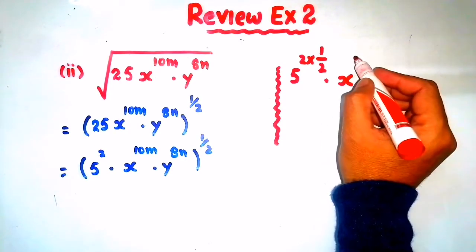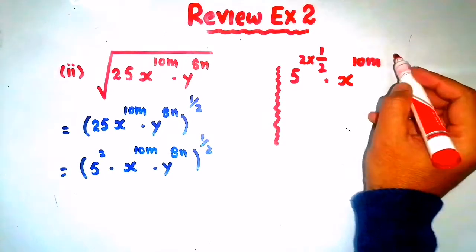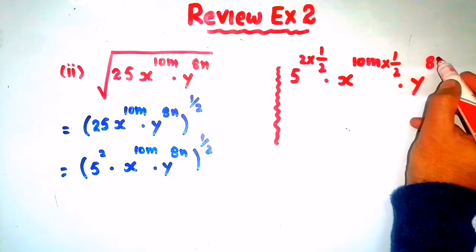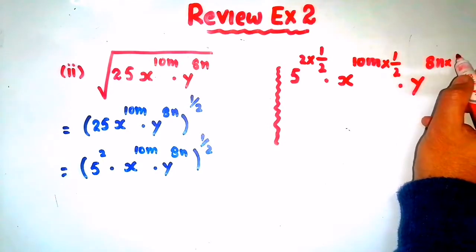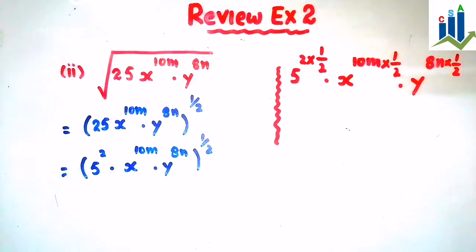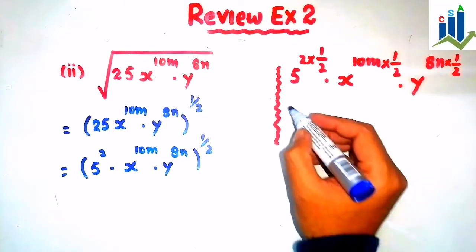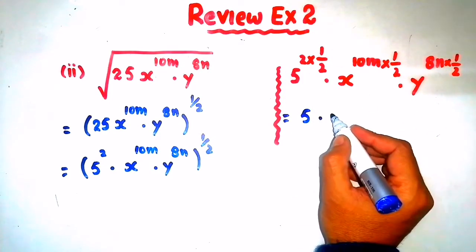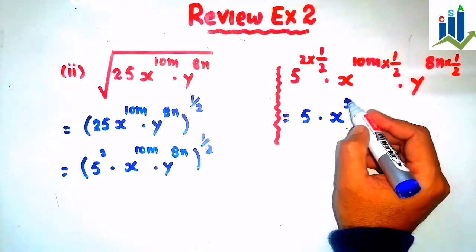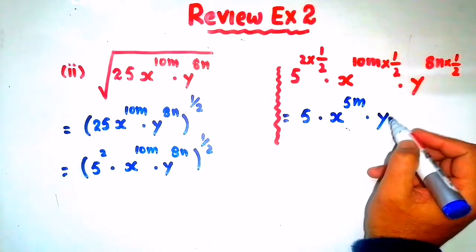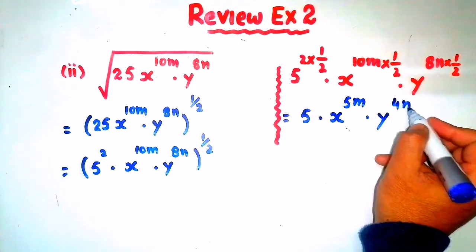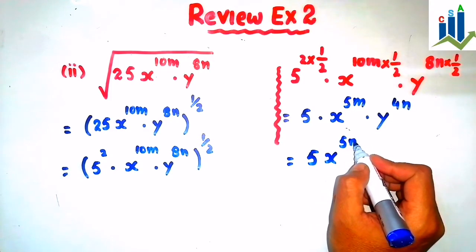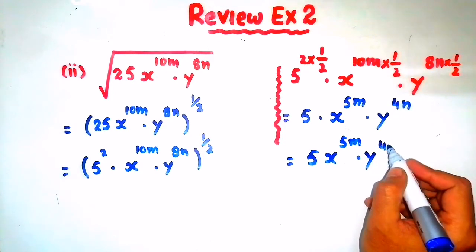Similarly x raised to power 10m times 1 by 2, y raised to power 8n times 1 by 2. So we can simplify it as: it will become 5, 2 is cancelled by 2, x raised to power 5m and y raised to power 4n. So answer will be 5 x power 5m y power 4n.